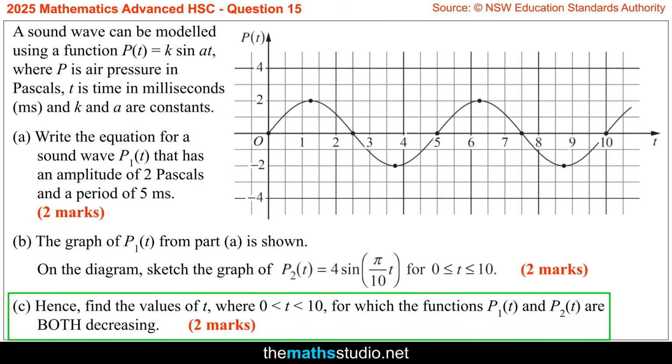Part C. Hence, find the values of t where t is greater than 0 and less than 10, for which functions P1 of t and P2 of t are both decreasing.